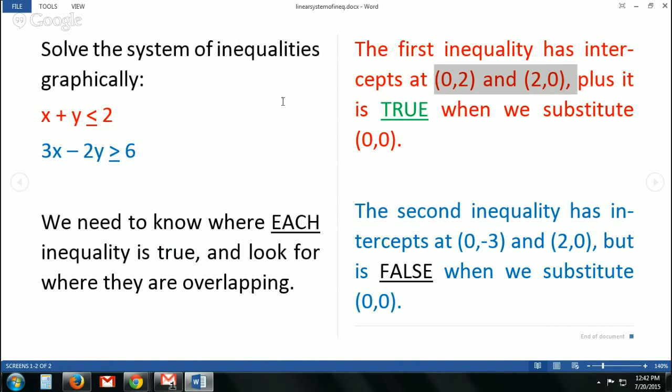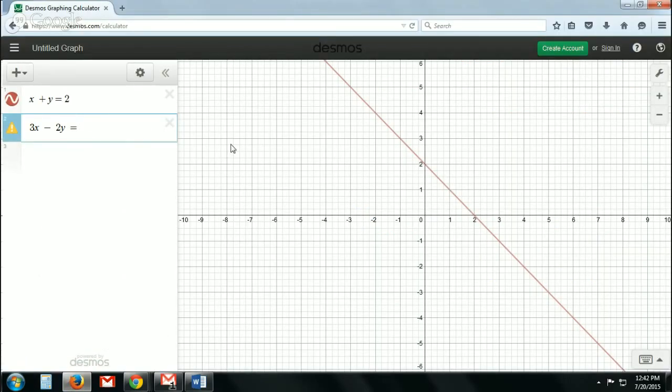Now, if we substitute (0, 0) to see if it's true or false, since the line misses (0, 0), 0 + 0 ≤ 2 is true. So this is a true statement for this inequality. Now, I've already drawn here x + y = 2, and (0, 0) here is where it would be. So when we change it to an inequality, we're going to shade this side.